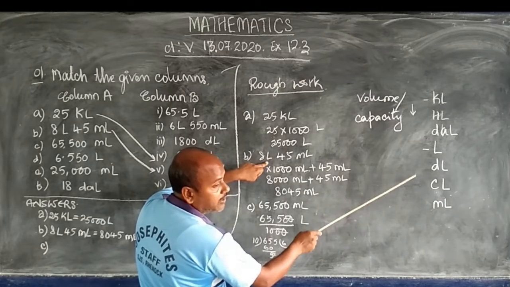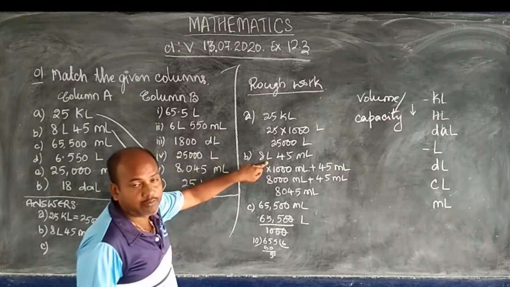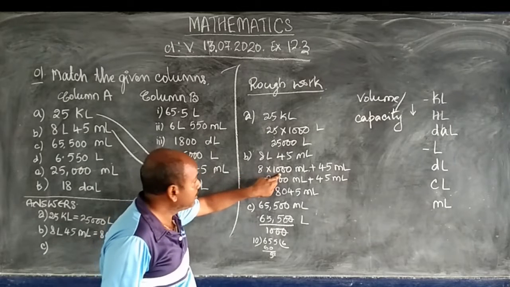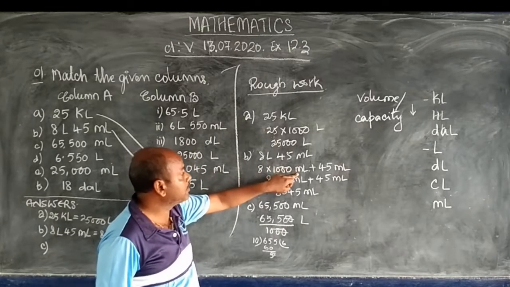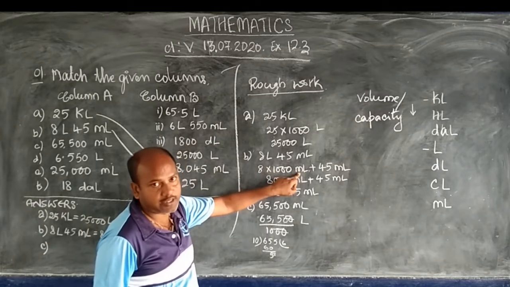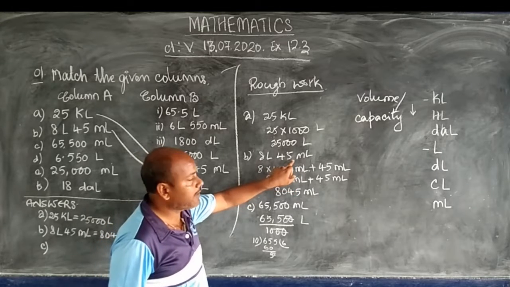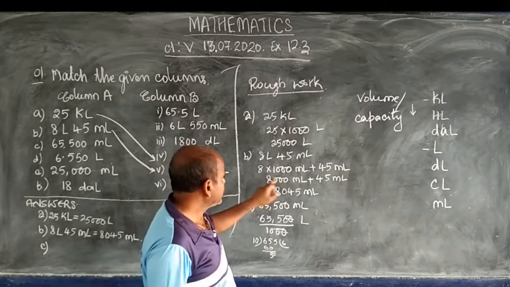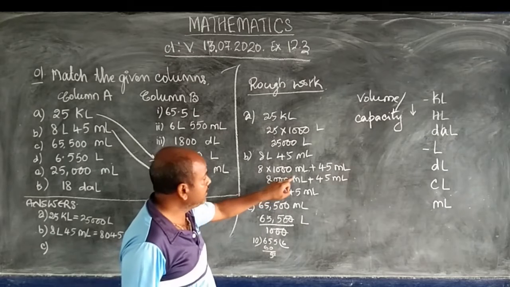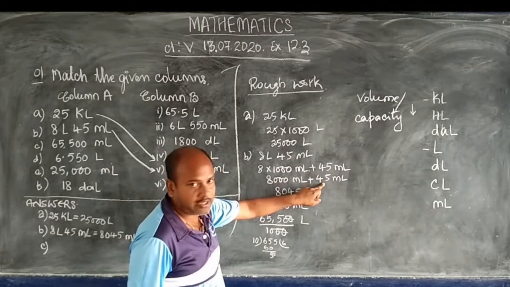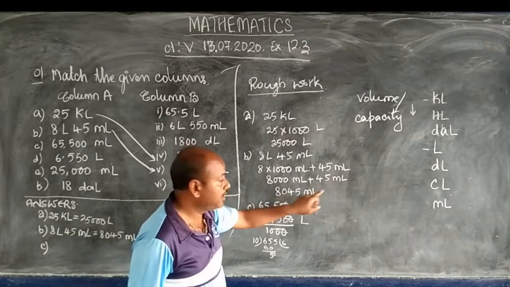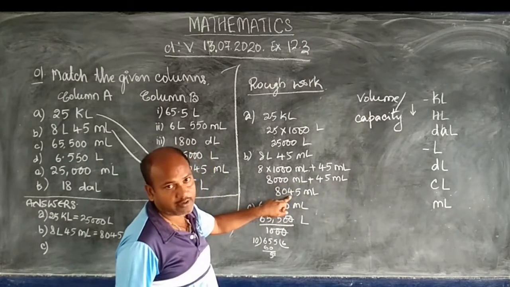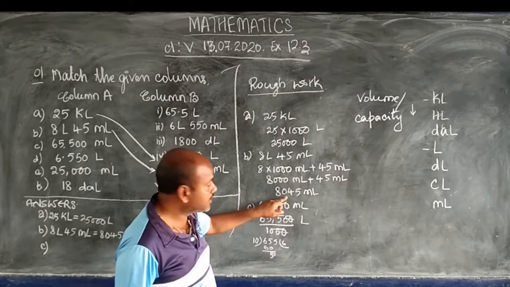You are coming down, which means you multiply it by 1 and 3 0, meaning 1000. 8 liter, so 8 into 1000. The moment you multiply it by 1000, the unit liter will become milliliter. And this 45 is already in milliliter, so just add 45 milliliter. So 8 into 1000 is 8000 milliliter plus 45 milliliter. The units are same, so you can add this. So 8000 plus 45 is 8045. Don't write 845. It's 8045.